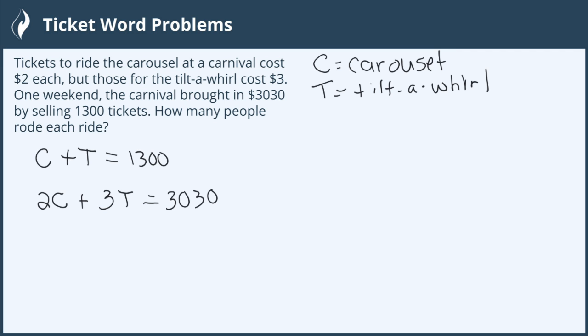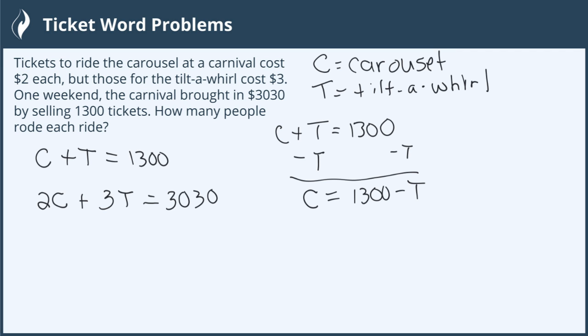Now, in order to solve this, we're going to have to decide what our plan is going to be. Because C plus T equals 1,300, I'm going to solve for C. So I'm going to subtract T from both sides, and that's going to give me C equals 1,300 minus T. That would give us the number of people that rode the carousel.